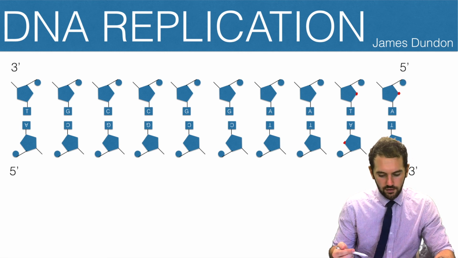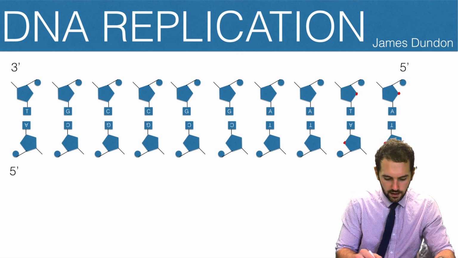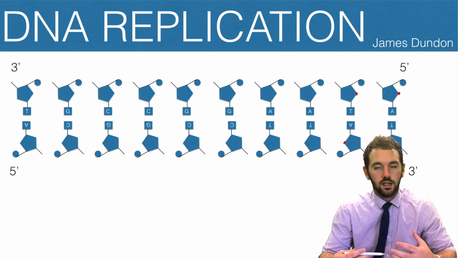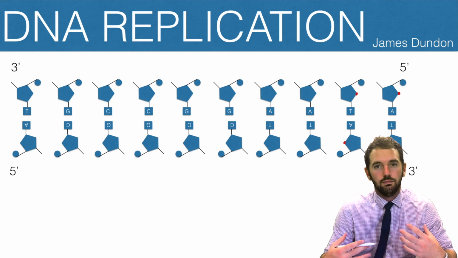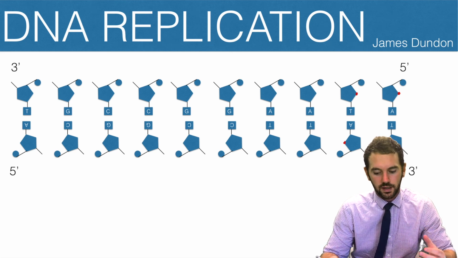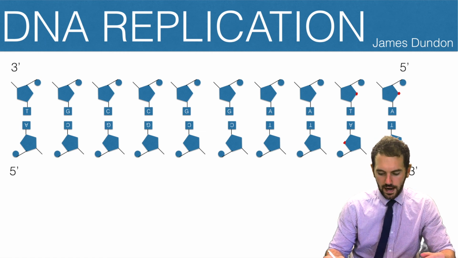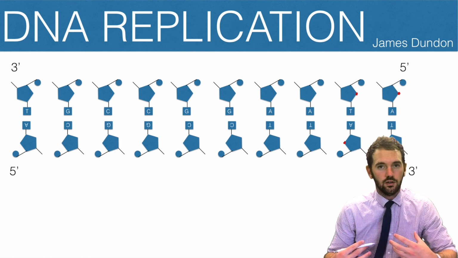So what we're going to have to do is create another copy of this. Now in a human genome, that might be a few billion bases long. I think it's about 7 billion bases long that we have to make a copy of. So how do we do that? Well, we're going to use some enzymes.